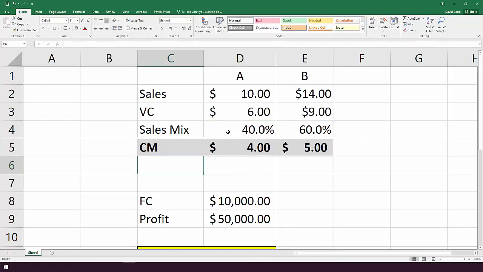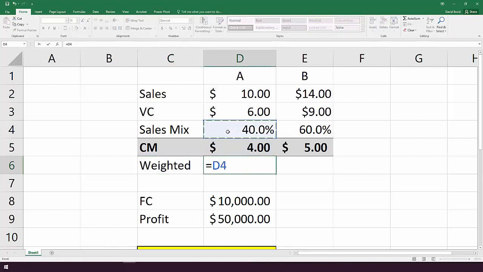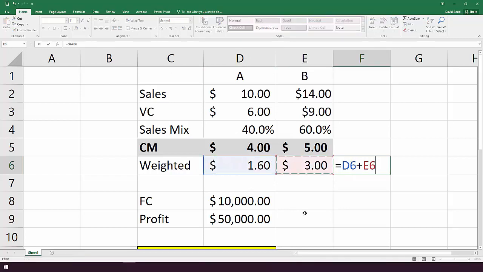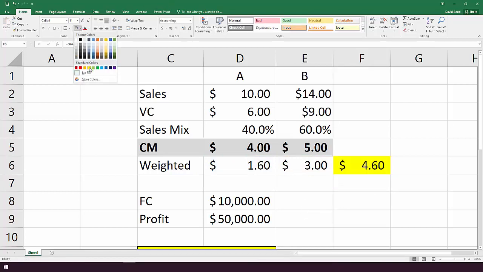Then we multiply each product contribution margin by its sales mix. So we get the weighted, which is the sales mix times the contribution margin, and that should be in dollars. So we get $1.60 and $3, and we add those two together. So it's this figure over here that we want. This $4.60 is the weighted average contribution margin. So we have a single contribution margin.